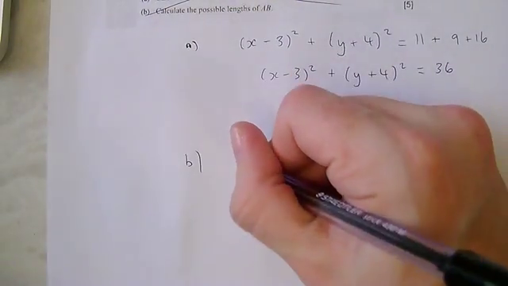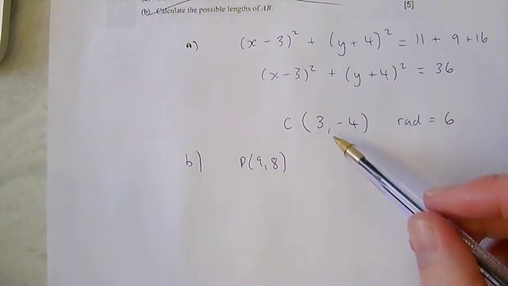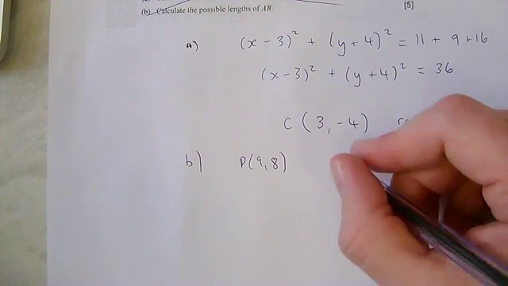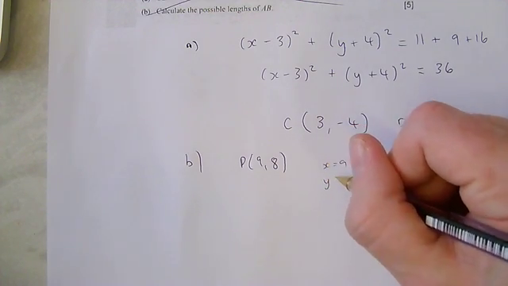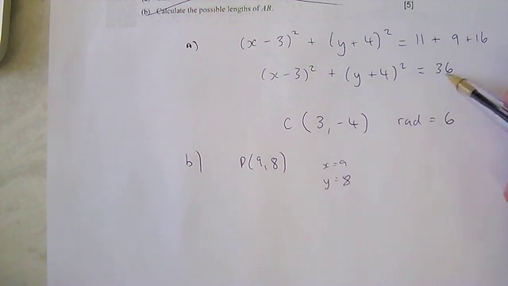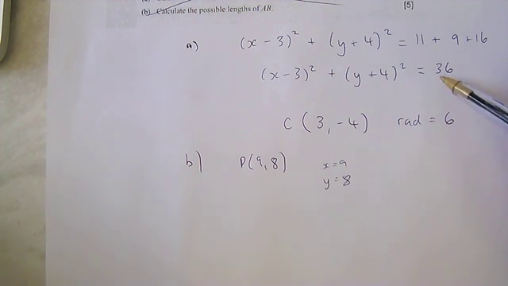Okay, so we've got this point (9, 8), which is point P. I need to prove that it lies outside the circle. So I'll sub in x equals 9, y equals 8 into this line here, but I'm going to ignore the equals 36. If it equals 36, it touches the circle. If it is less than 36, it lies inside the circle. And if it's greater than 36, it will be outside the circle.